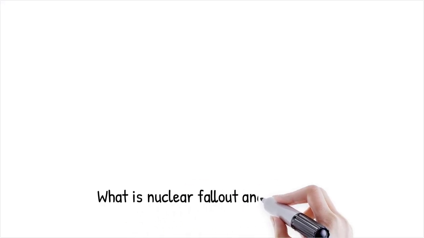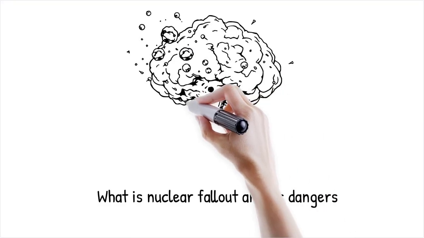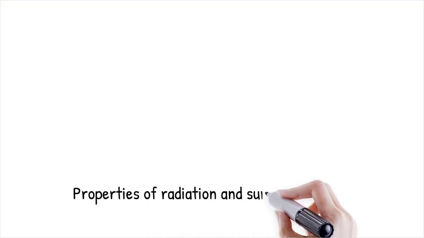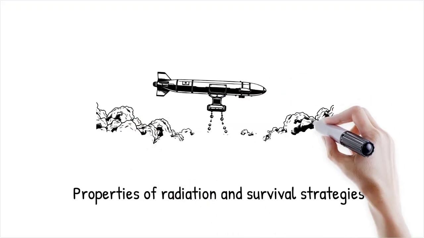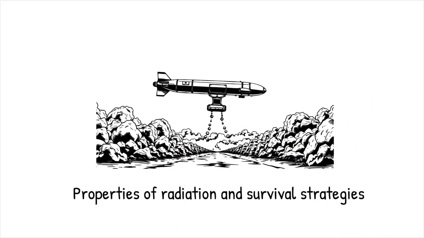Nuclear fallout consists of radioactive particles released into the atmosphere after a nuclear explosion, posing severe health hazards through ionizing radiation. The radiation from fallout can damage cells and DNA, leading to acute and long-term health issues. Understanding the properties of radiation and its decay over time is crucial for effective survival strategies. And this foundational knowledge helps in planning protective measures against exposure.